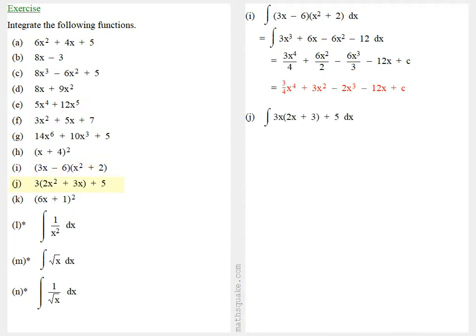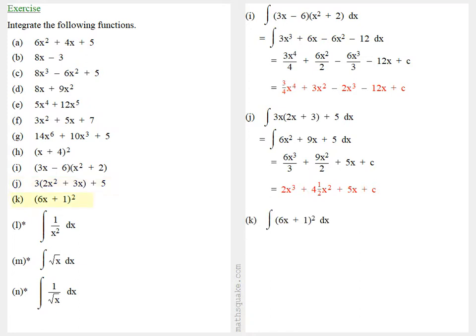Now in part J, we're integrating 3x times (2x plus 3) plus 5 dx. Again, we must expand the brackets before we integrate. So we want the integral of 6x squared plus 9x plus 5 dx. Now 6x to the power 2 becomes 6x to the power 3 over 3. 9x becomes 9x squared over 2. And 5 becomes 5x plus c. So the answer is 2x cubed plus 4.5x squared plus 5x plus c.